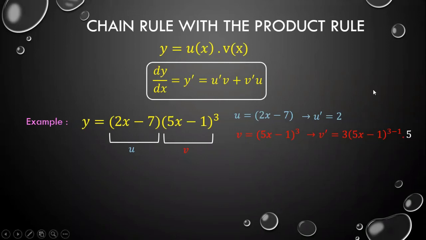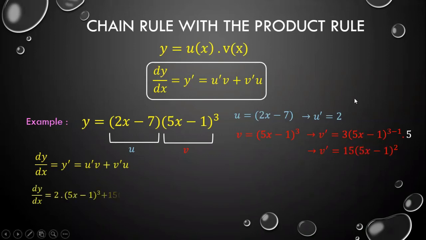Next, v prime equals 15 times 5x minus 1 squared. Okay, now we go to differentiation. dy over dx equals y prime equals u prime v plus v prime u. Now our job is to insert u, v, u prime, and v prime.